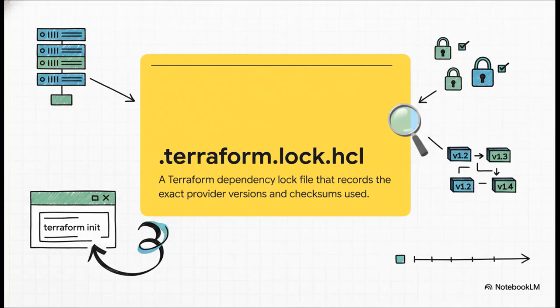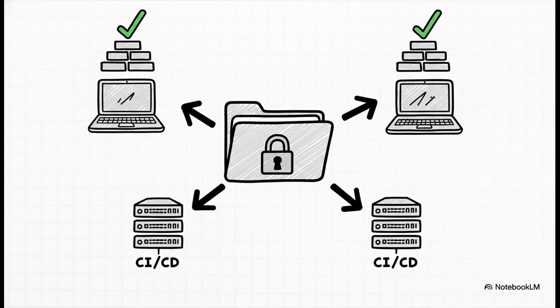And here it is, the .terraform.lock.hcl file. Its job is actually super simple, but it is so powerful. When you run terraform init, this file gets created and acts like a perfect snapshot, a permanent record of the exact provider versions you're using in that moment. And that right there, that's its whole mission in a nutshell.